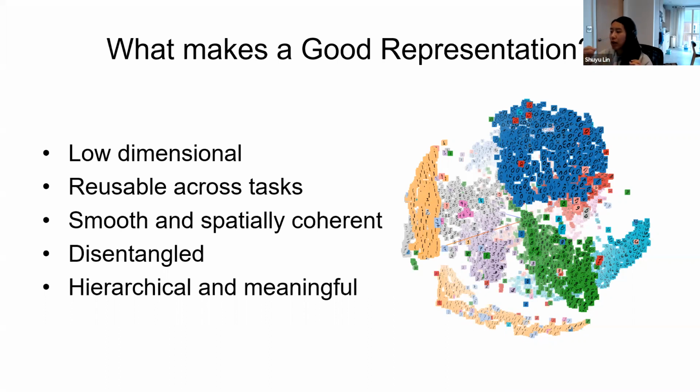We would also want our representation to be smooth. This has to do with the way data is organized in your latent space. For example, here we show a representation of handwritten digits. We want similar data, like all zeros, to occupy a nearby region in this latent space.